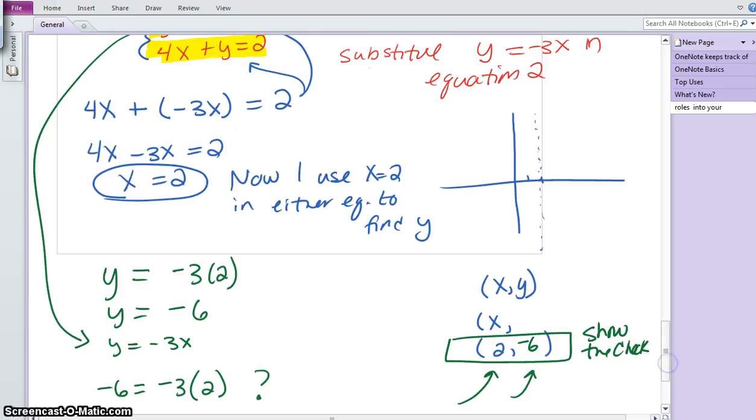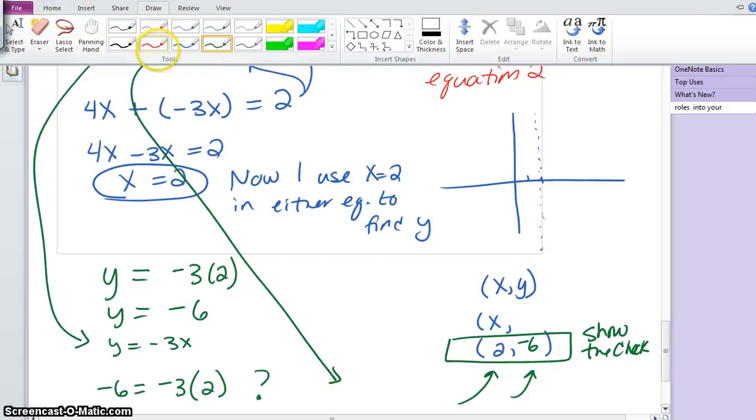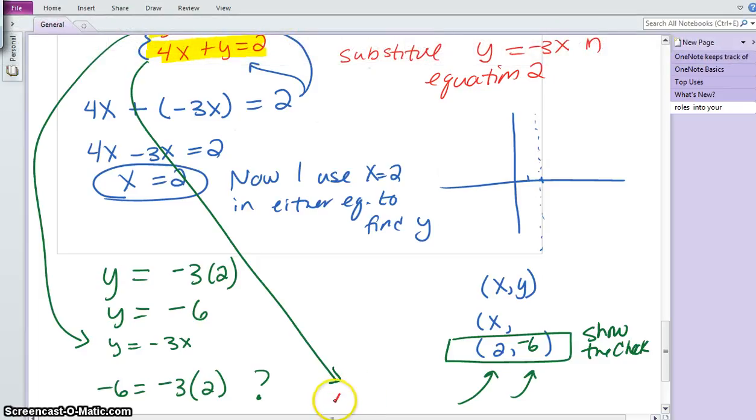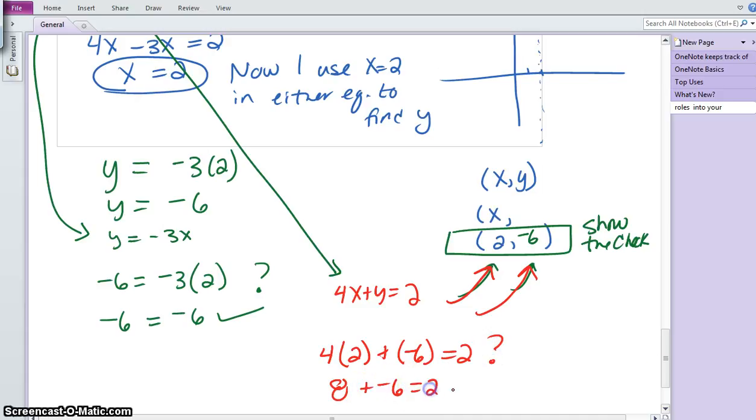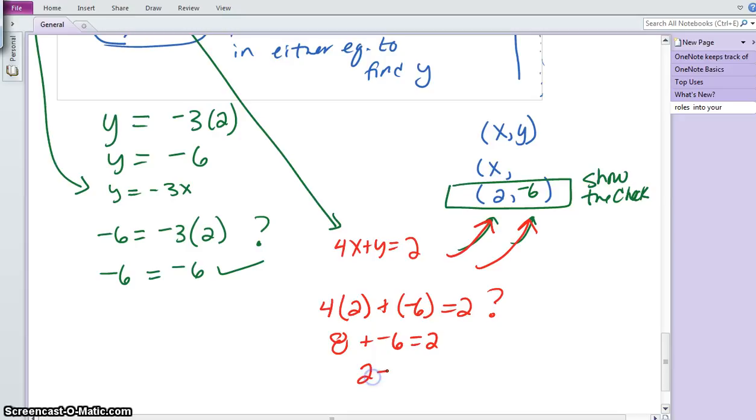We also need to check the other equation. So let's check. For x plus y equals 2, we need 4 times x plus y equals 2. Is it true? 8 plus negative 6 equals 2. 2 equals 2. Yes, it checks in both equations.